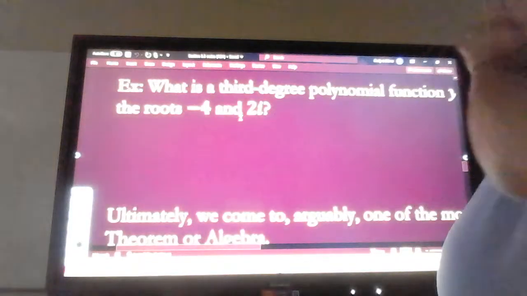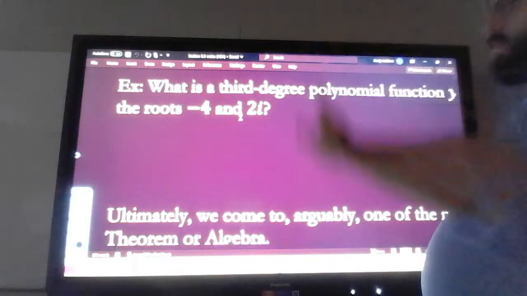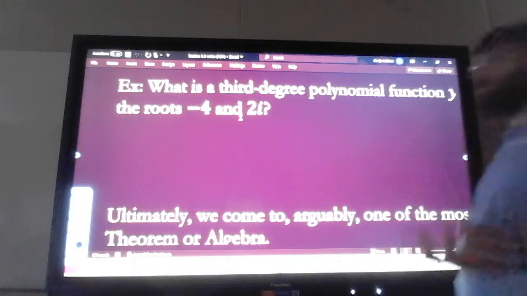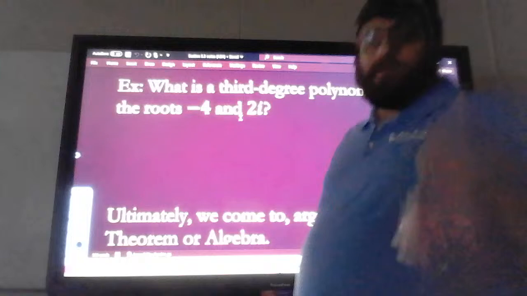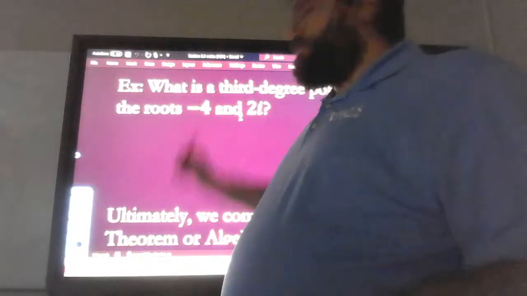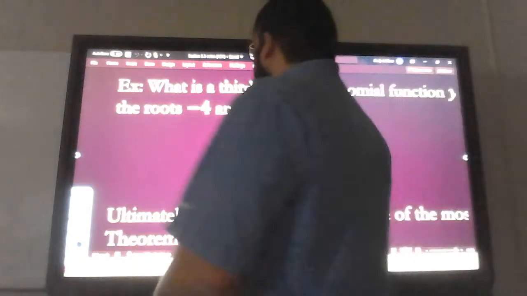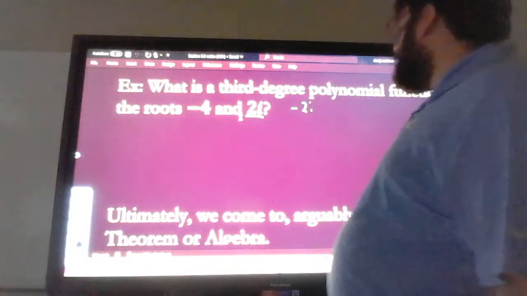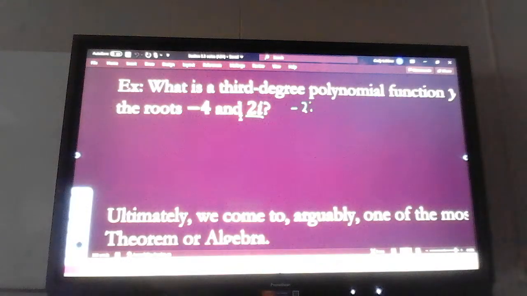Well, -4 is a whole number. So the conjugate theorem doesn't apply to integers. It applies to irrational solutions. Okay, so we're good with -4. But keep in mind, 2i is a solution. That means that -2i is a solution. Now, what's the polynomial function?